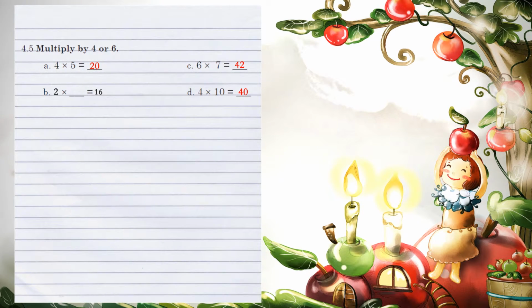Example B. 2 times what number equals 16? Well, if you've started memorizing these facts, then this should become easy. But if you need to, again, start adding your 2's together until you get to an answer of 16, you're going to have 8 2's.